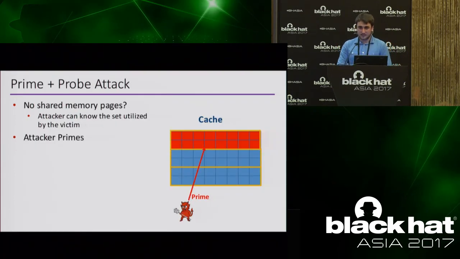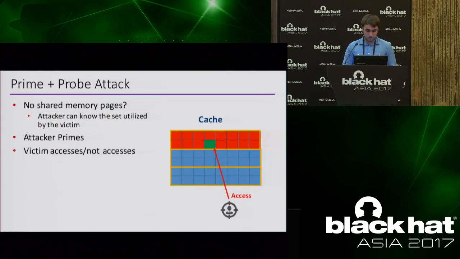All right, what if we relax the second assumption, right? What if we don't want to rely on shared memory pages? What can we still do? We certainly cannot predict now the utilization of a particular memory block, but what we can do is predict the utilization of a particular set in the cache. How do we do this? We are going to fill the cache as before with our own memory blocks. We pick a set in the cache and we fill it.